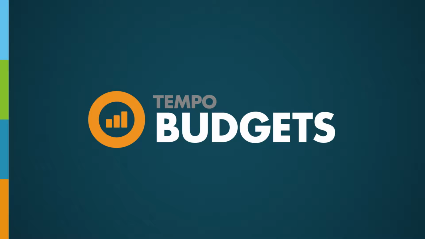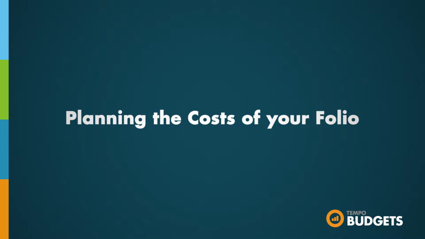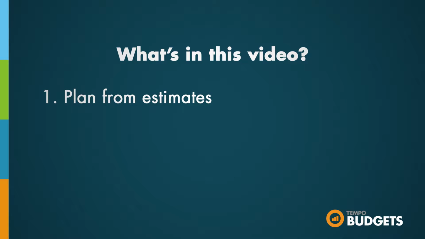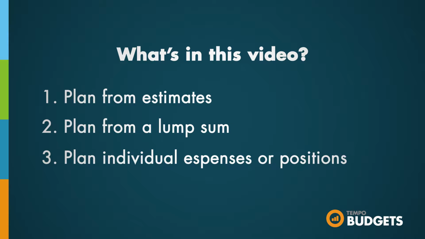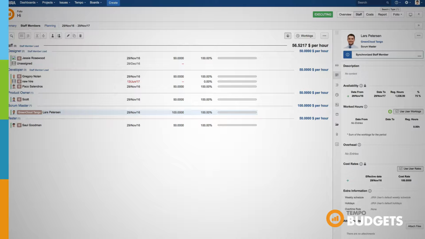The next step after defining a staff is to plan for its costs. This video will show you how to plan from estimates, plan from a lump sum, plan individual expenses or positions, and plan from staff. Let's start by going into the folio we would like to plan the costs for.